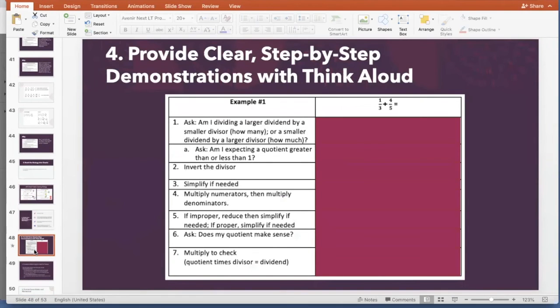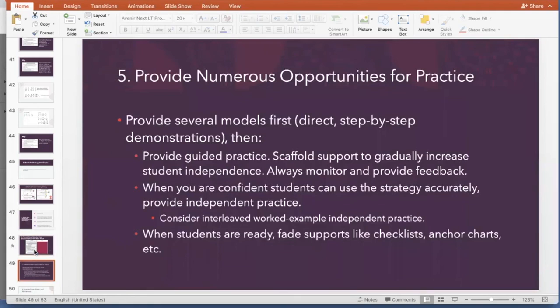I have an example of what modeling would look like, but I think I'll skip that in the interest of time as well. We want to provide numerous opportunities for practice. So again, students need more practice than we think. After we give them several models, we want to give them guided practice where we're scaffolding support. So initially, really walking them through practice, kind of holding their hand through practice, giving them all the support they could need, and gradually pulling that back until they're more and more independent.